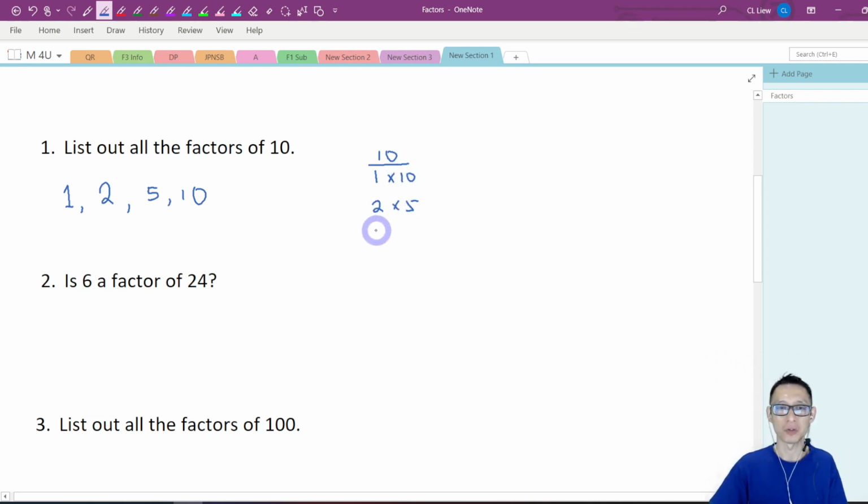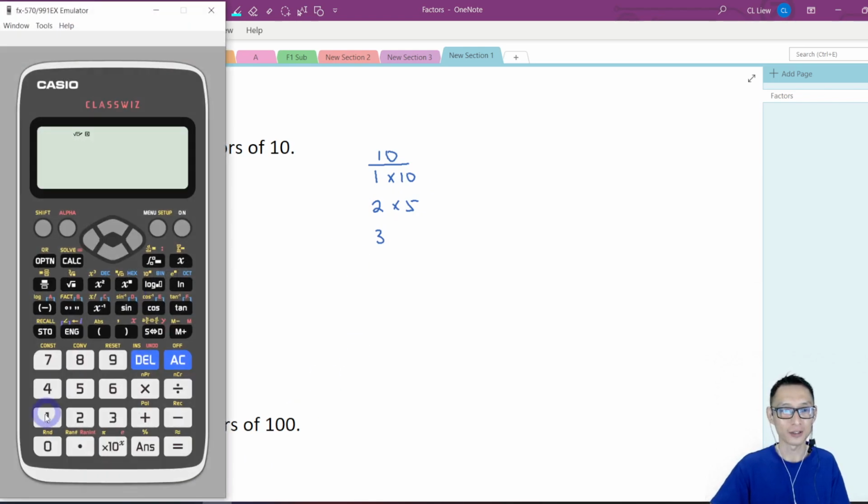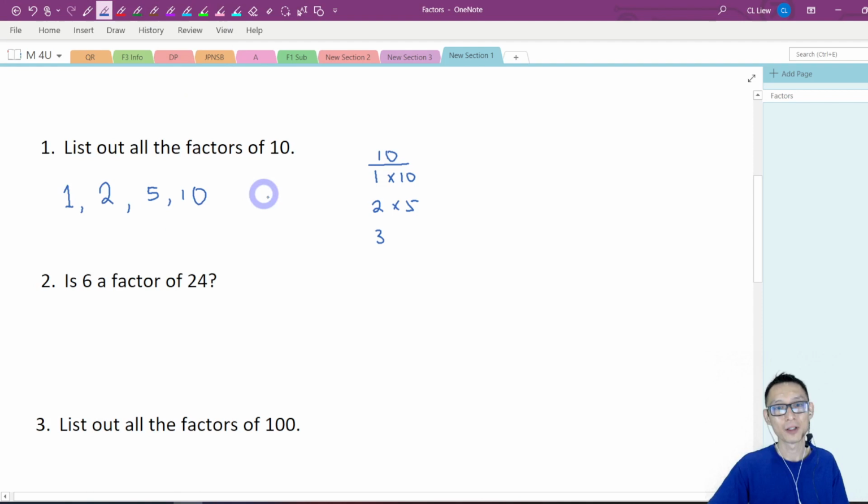So 3, no. If you're not sure, you just take your calculator and divide 10 by 3. You can use your calculator to help you. If you get a fraction or decimal, that means the number that we want to test is not a factor of the given number. So 3 is not a factor of 10. 4, no. 5, yes. 5 times 2, right? Whenever you see that it's already repeated, now this is 2 times 5, this is 5 times 2, you don't have to think anymore. This will be all the factors of 10. Okay?